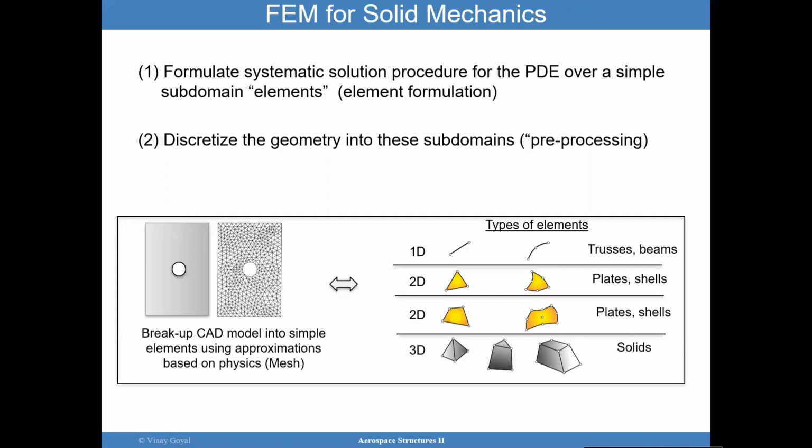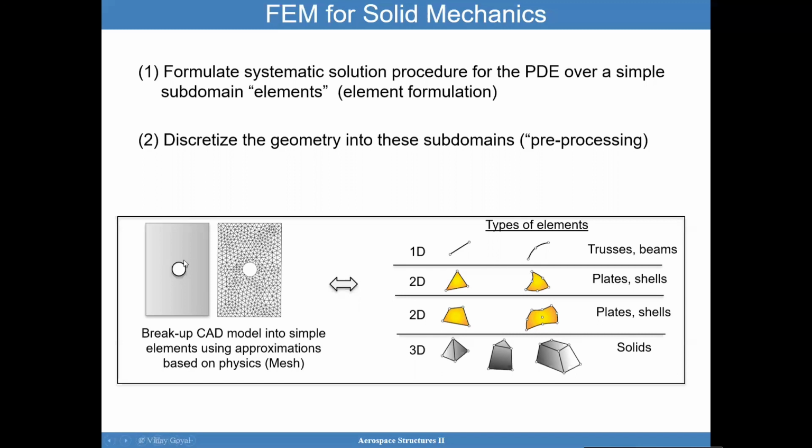So the idea in finite elements is to formulate a systematic solution procedure for solving these partial differential equations over simple subdomains. If I can discretize this domain, which is a plate with a hole, into simpler, easier to digest domains, in this case little triangles that make up this structure. So I broke up this CAD model into little triangles, and my idea then is, can I solve this PDE over that little triangle? And if I can solve it for one triangle, can I then solve it for every triangle and perhaps piece the whole solution together?